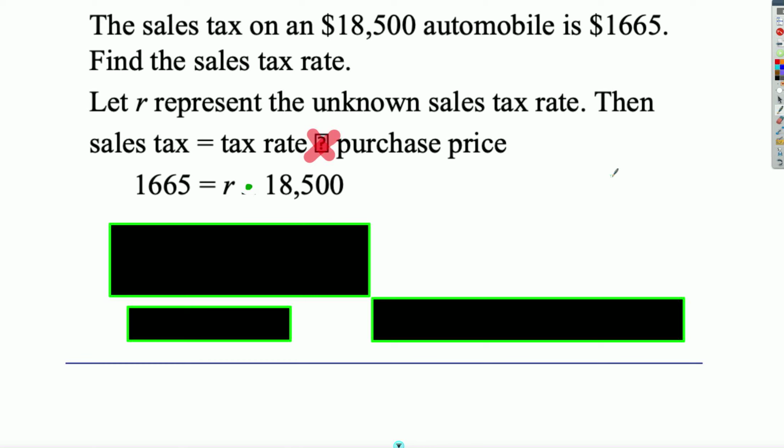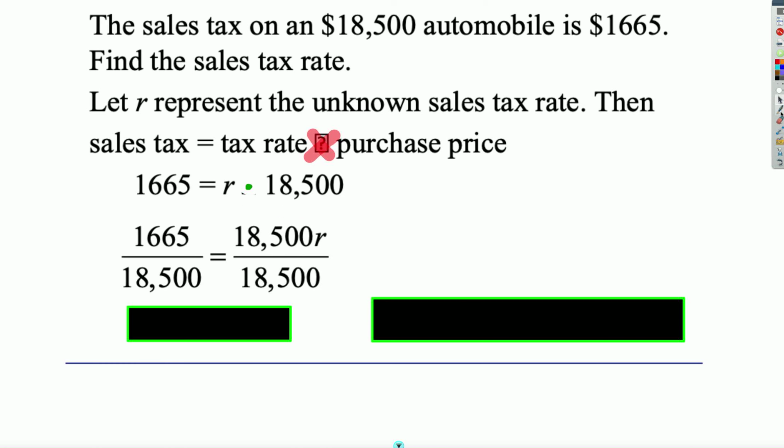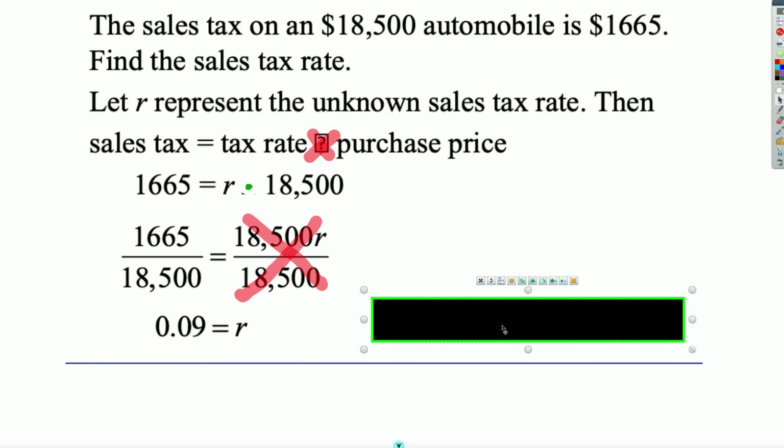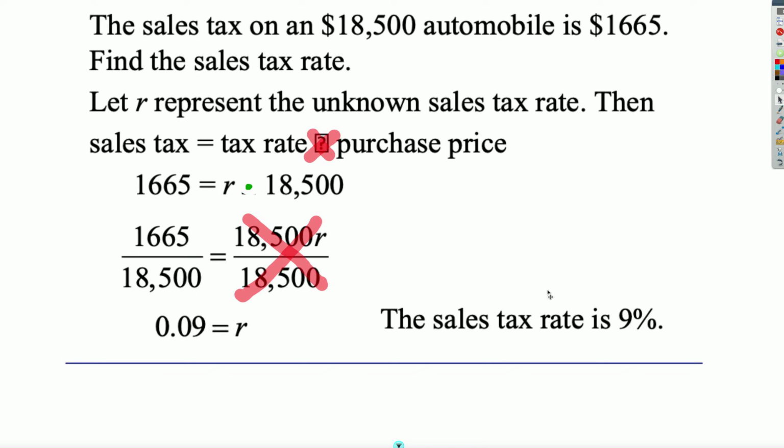To figure out the tax rate, now that I have an equation, I can see I need to get R alone by dividing both sides by 18,500. When I do that, this will cancel out right here and R will be all alone. So for sure I'll want a calculator. I'll divide 1,665 by 18,500 and I get 0.09. We don't give sales tax in terms of a decimal. We tell it in percent. So I'm going to need to change that to a percent. My tax rate is 9%.